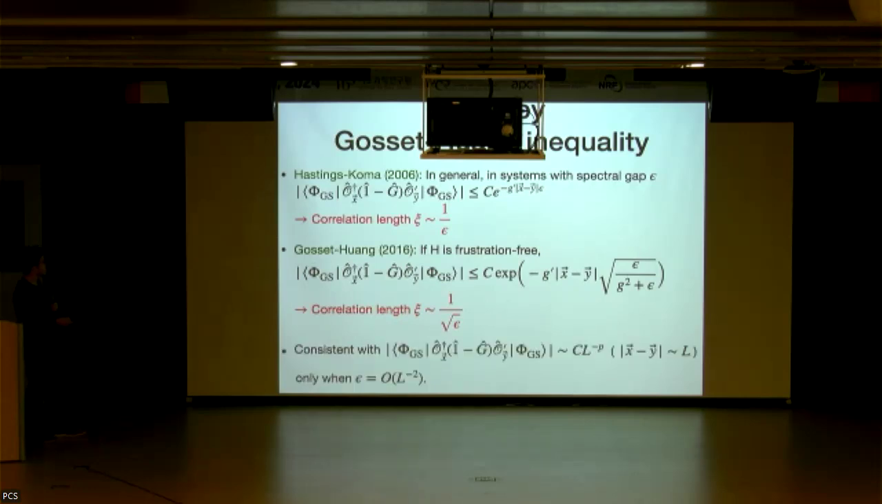Using this result, the proof is a single line. I can assume that x minus y is of order L. But I'm assuming a power-law correlation function, so this exponent cannot be a positive power of L. So epsilon has to be not only 1 over L, because of this square root, I need to have 1 over L squared. So that is the proof of this result.